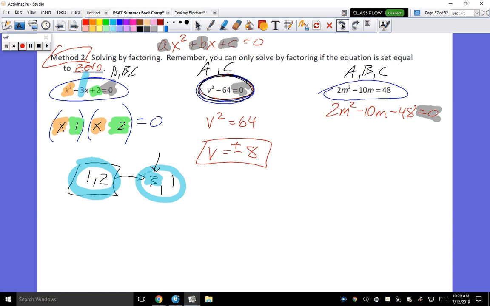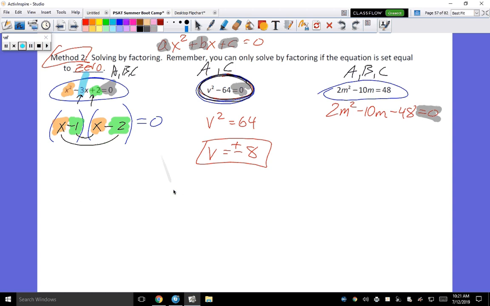The last step we have to ask ourselves is I have to worry about signs now. This is the first time that I have to worry about signs. Okay? Are they both positive? Are they both negative? Or is one positive or negative? They're both negative because they will multiply to get a positive 2. And then they're also both negative because negative 1 and negative 2 will add to get that 3 that I need. Okay?